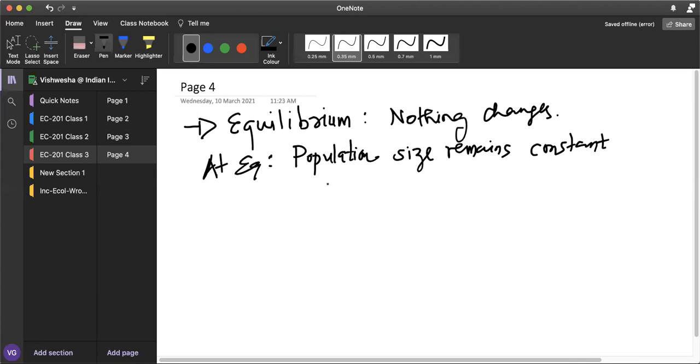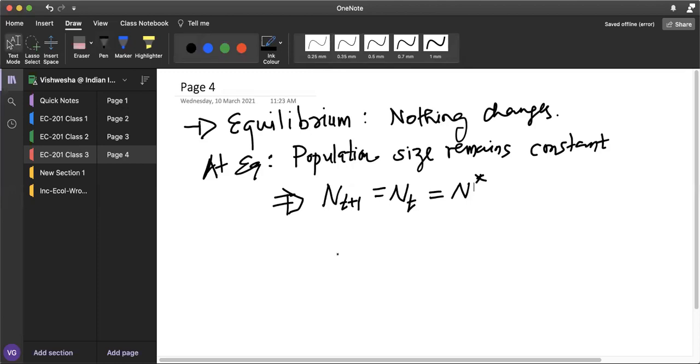What does it mean? If there was some population Nt, what is the population size at Nt plus 1? It will be the same. So Nt plus 1 will be same as Nt. If the equilibrium population size was, let's say, 120 individuals, it will be the same even in the next generation. It will not change anymore. So we denote such a population for simplicity by N star, because now there is no time dependence anymore.